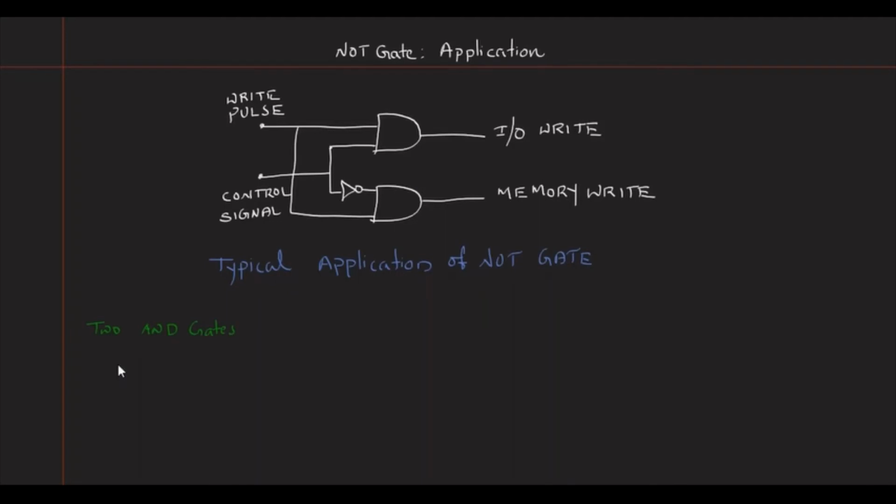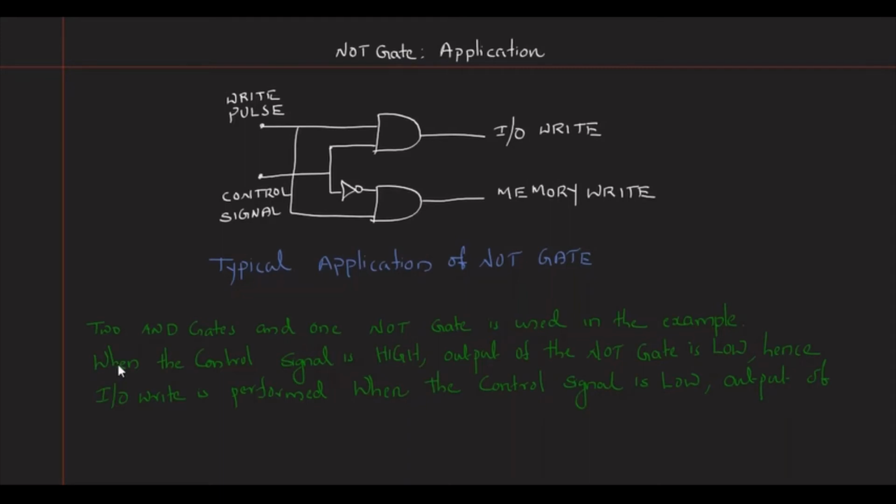The figure shows a typical application of a NOT gate. Suppose that IO write and memory write are controlled from the same control signal. When the control signal is high, the output of the NOT gate is low, which is evident from the figure. So IO write is performed. When the control signal is low, the output of the NOT gate is high and the memory write is performed.